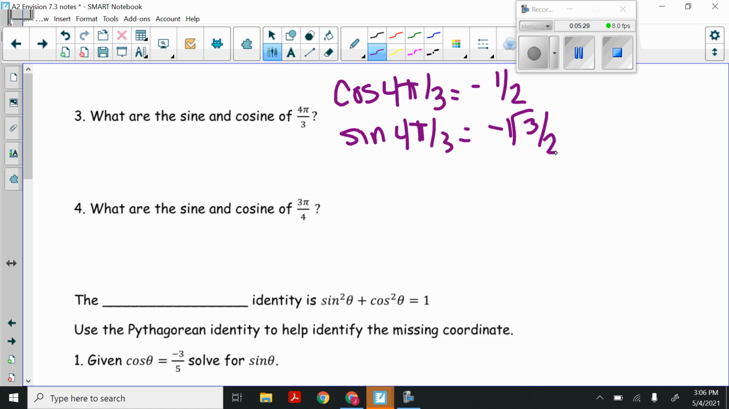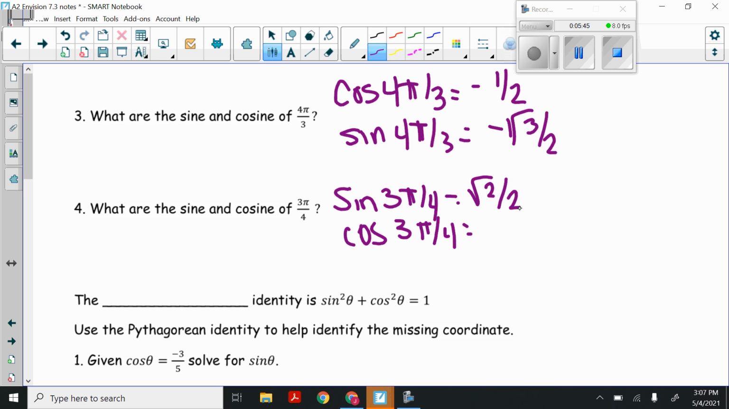And number 4, what are the sine and cosine of 3 pi over 4? So the sine of 3 pi over 4, the cosine of 3 pi over 4. Again, we go back to our unit circle. So at 3 pi over 4, our y value is the square root of 2 over 2. Our x value is negative square root of 2 over 2.